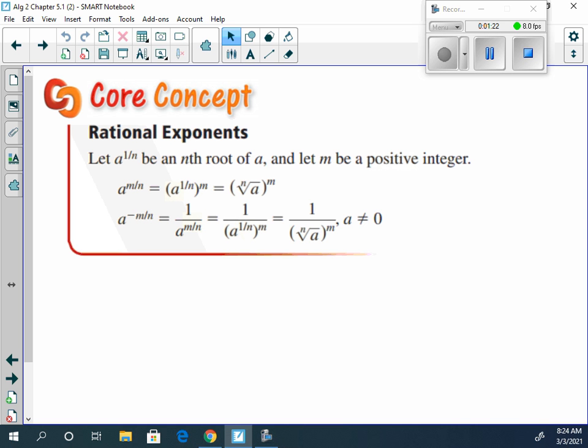Our other one is a to the negative m over n, which is equal to 1 over a to the m over n. And then we could do the exact same thing and pretty much end up saying that this is the nth root of a to the m. Because again, if an exponent is negative and we want to make it positive, we move it from the numerator to the denominator or the denominator to the numerator. We can move it in one direction or the other. Okay.